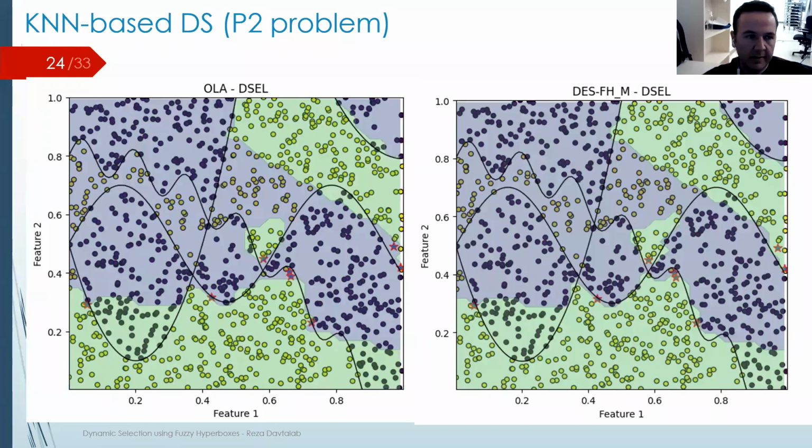In this result, the OLA approach, which is a KNN-based dynamic selection approach, is on the left side, and the proposed method is on the right side. You can see the red samples here. I'm not sure whether you can see them or not, but you can see that in some areas we have a dense distribution of samples. It causes many problems, as you can see here, and you can compare with the proposed method in this area, and also here, because of the density of samples, the local density of samples.